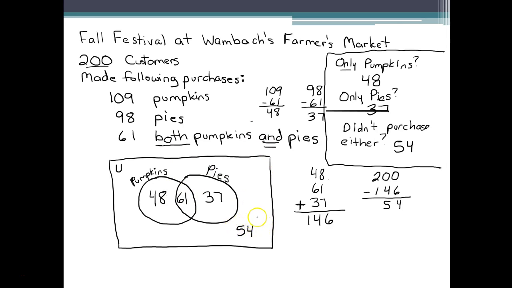Who knows? They might have purchased something else, or they might have not purchased anything at all that day. Might have just walked around and browsed. So there you go. So there's an example of the kind of word problem you'll face when you're dealing with Venn diagrams and trying to fill out a Venn diagram and then seeing what your final answer is.